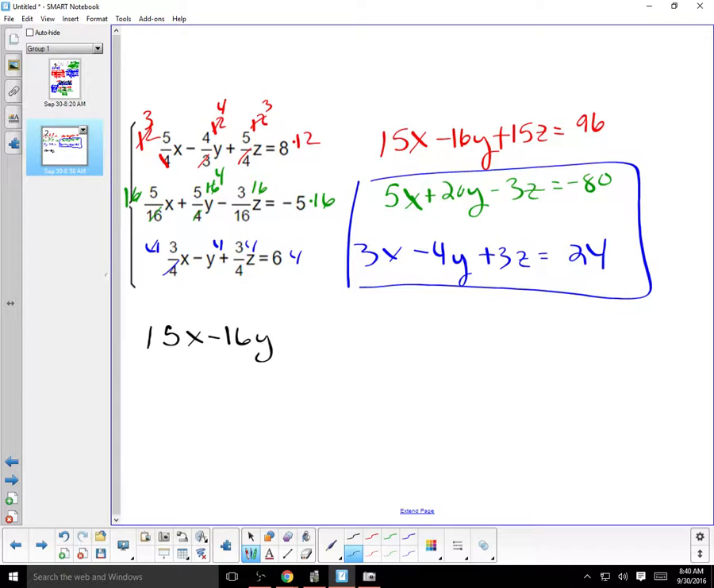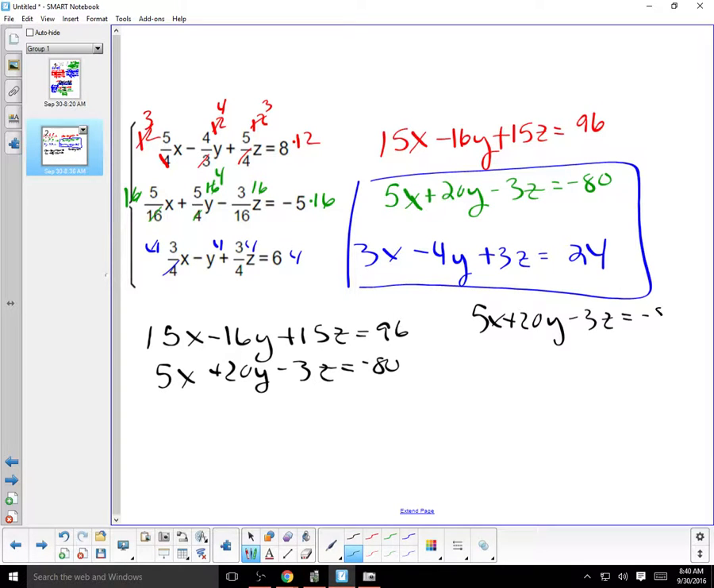15x minus 16y plus 15z is 96. 5x plus 20y minus 3z is negative 80. And then we've got 3x minus 4y plus 3z is 24. So I just matched them up, and I used that middle one 2 times. Did I set it up right? Yeah? Cool. I'm going to go ahead and do the easy one because I need a little morale booster here.